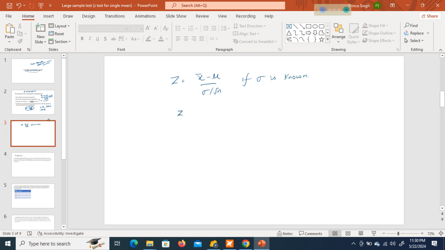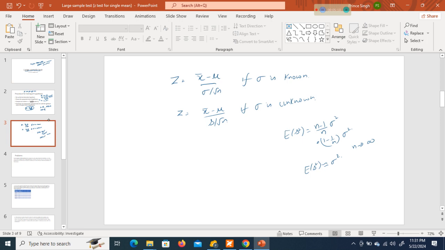But if it is unknown, then we can use the sample standard deviation S in place of the population standard deviation, so we use x bar minus mu upon S upon square root of n. Although we know that the expectation of S square comes out to be n minus 1 upon n times sigma square, or 1 minus 1 upon n times sigma square, when n is very large, we assume n tends to infinity, then expectation of S square is approximately equal to sigma square only.